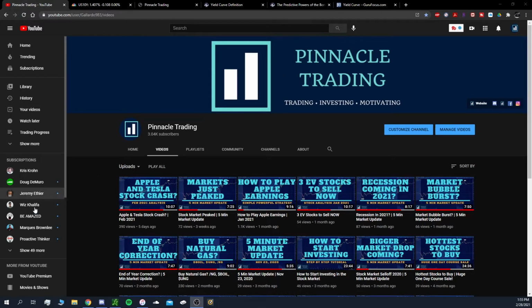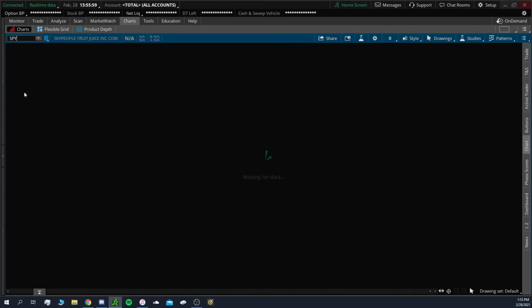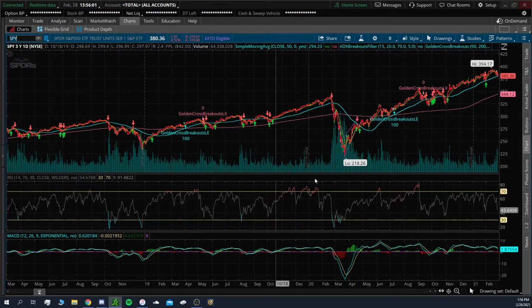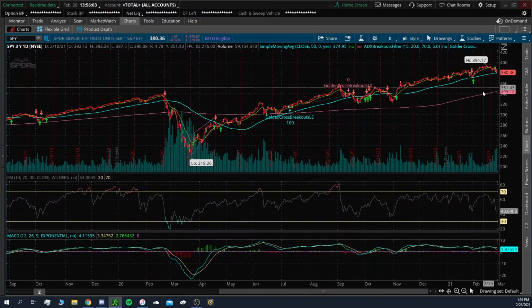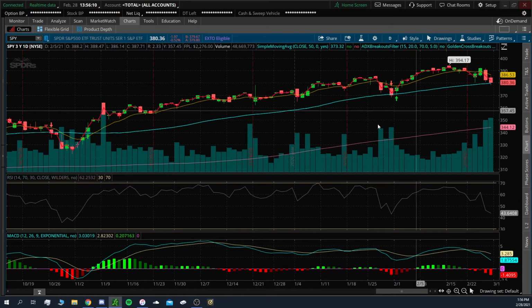We're going to take a look at the bond yield curve today in this video, and I'll explain basically how it works. I'll keep it as brief and simple as possible, and we'll go into a little bit of depth on it. In my last video I talked about the Apple Tesla stock crash, we talked about markets peaking, and now they're selling off a little bit. So let's take a look at the S&P 500. That's SPY, the symbol for that one. We see markets slowly starting to sell off as we zoom in here. They peaked at about 394, and now we're testing 380 support.